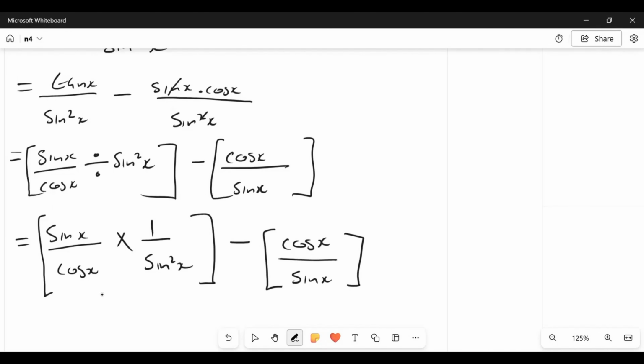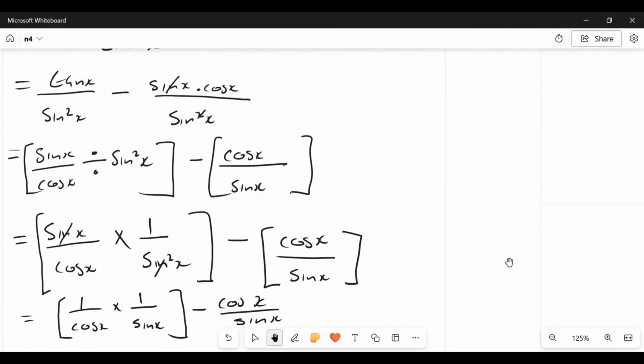There we go. Then from here, again, since we have multiplication here, we can say this sine and that sine can divide each other. So what are you basically left with here? You're only left with 1 over cos x multiplied by 1 over sine x. Right, let's put this inside the bracket, minus this one, we're going to write it as it is, cos x divided by sine x. I hope you guys can see. Let me create a little bit of space here because this is very, very long.